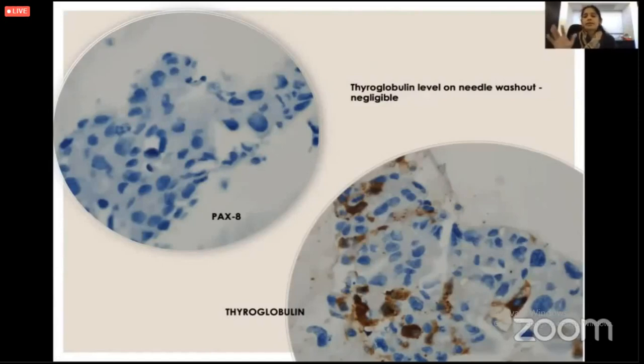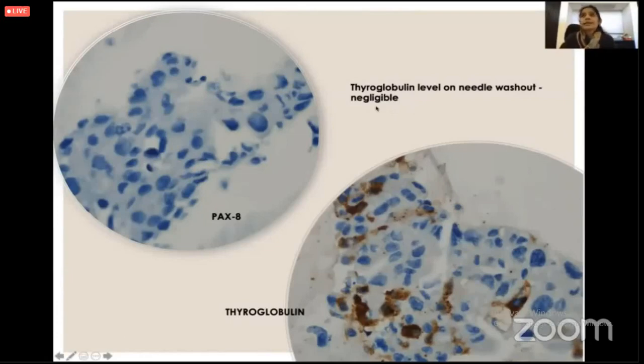So the primary comes out, it was PTC, and then the patient is followed up, not in the bloods as thyroglobulin levels, and the thyroglobulin level rises and the lymph node starts popping up as well. So our clinician usually puts a needle in the lymph node, sends it to us for cytology as well as this thyroglobulin needle washout. If it is a metastatic PTC, the thyroglobulin levels would be more than thousands. In this particular case, as you can see, it's negligible.